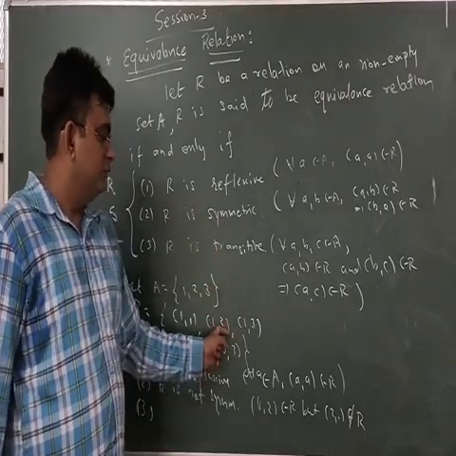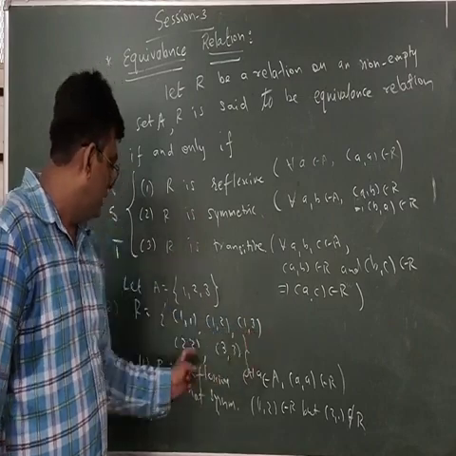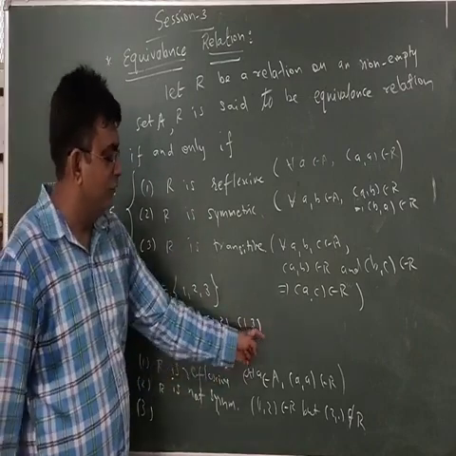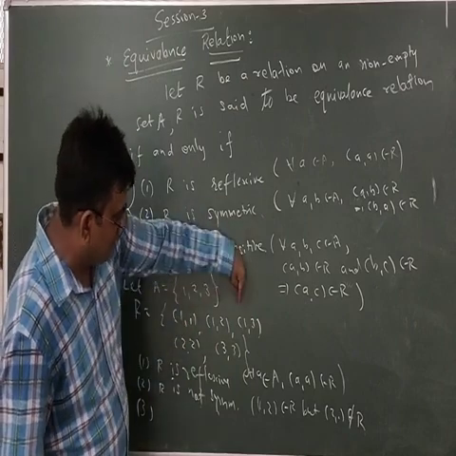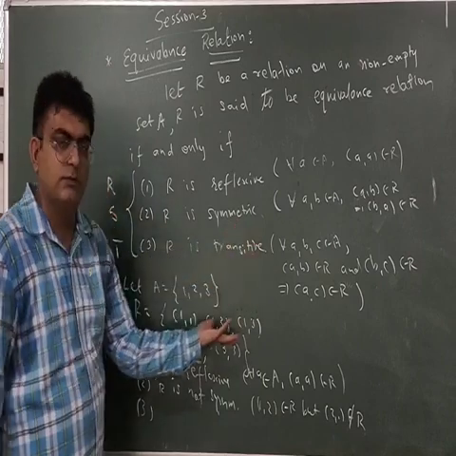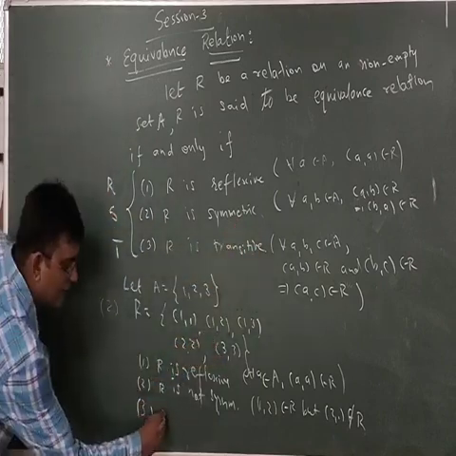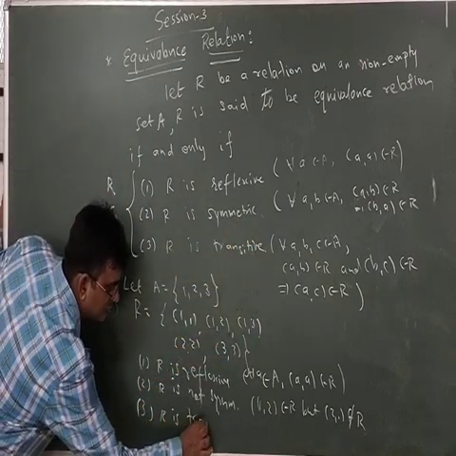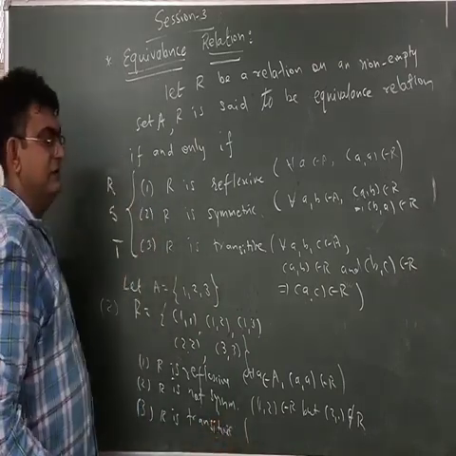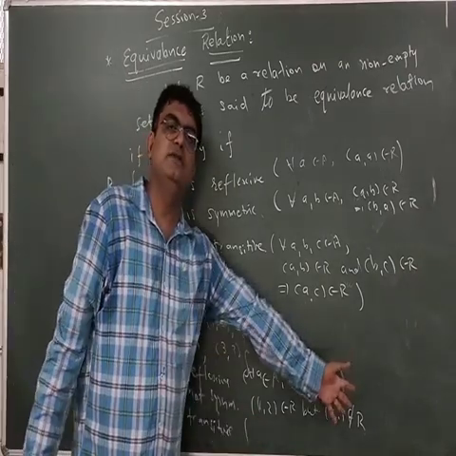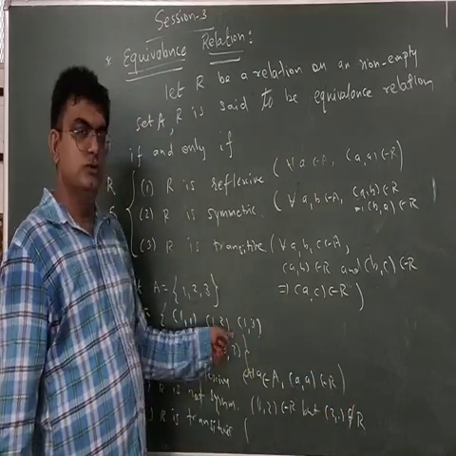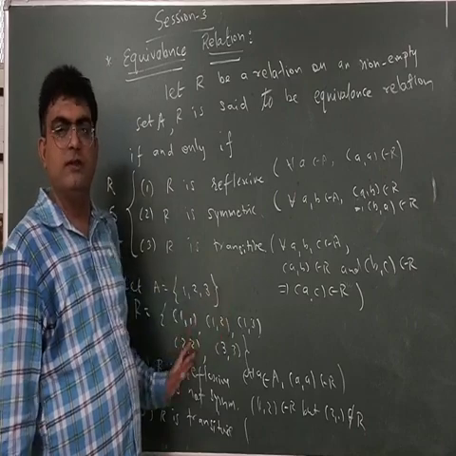1 is related to 2, and 2 is related to 2. Again 1 related to 2. 1 related to 1, 1 related to 3, so 1 is related to 3. 1 related to 3, 3 related to 3, so 1 is related to 3. All the pairs are possible. R is transitive. That you can write in detail now. We can write the reason which I have given: (1,1) belongs to R, (1,2) belongs to R, therefore (1,2) belongs to R. We can write it for each pair.